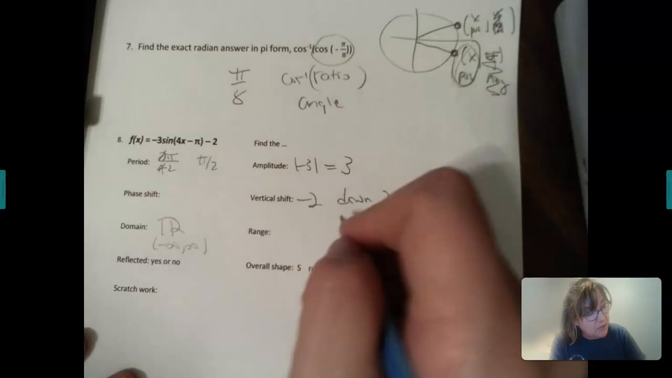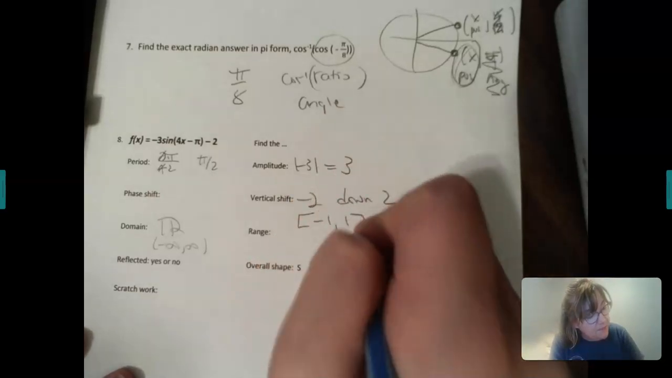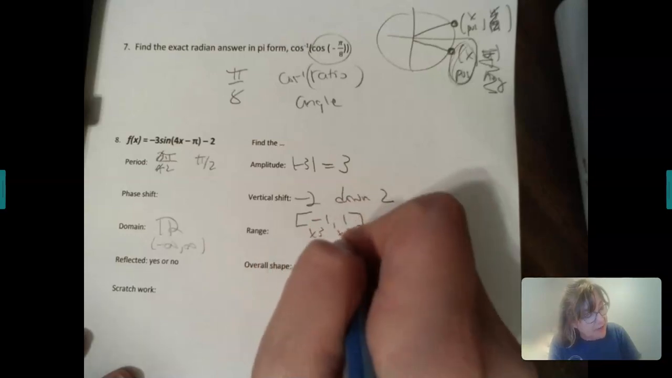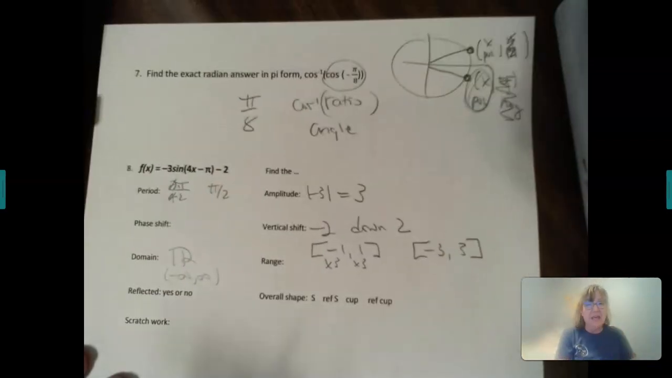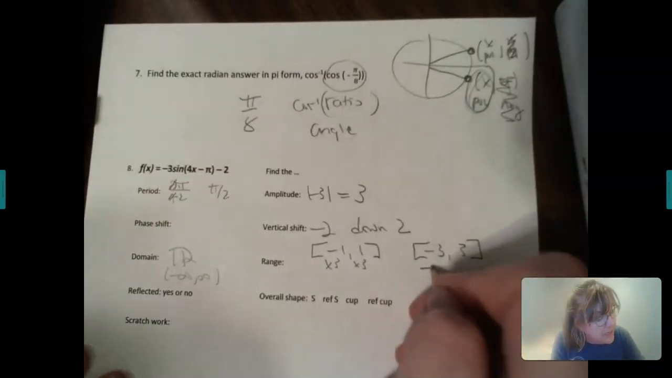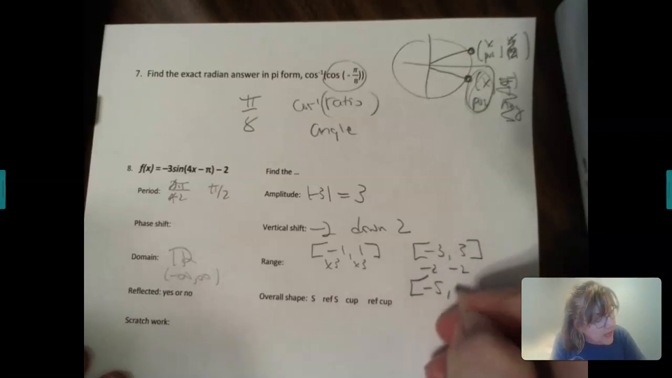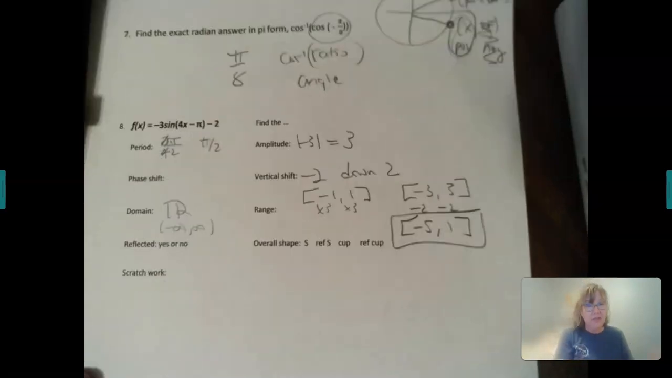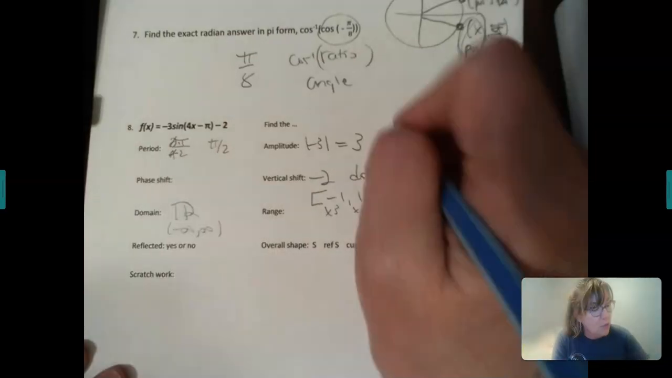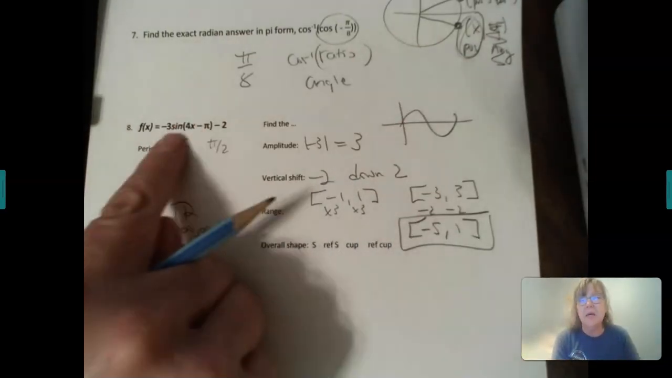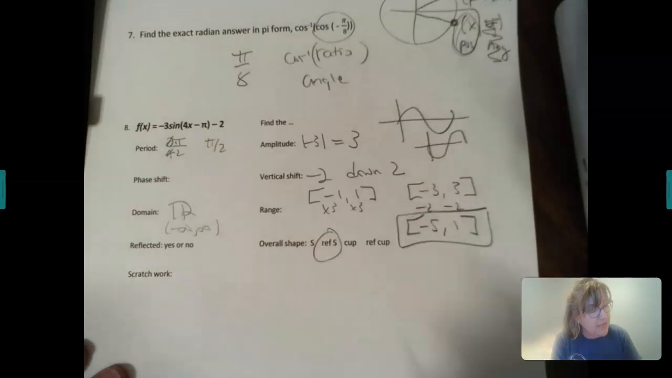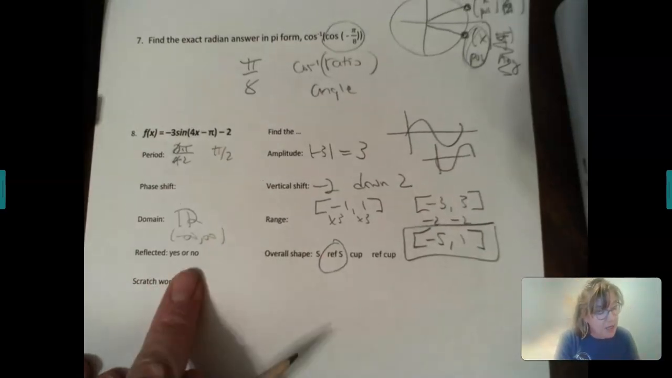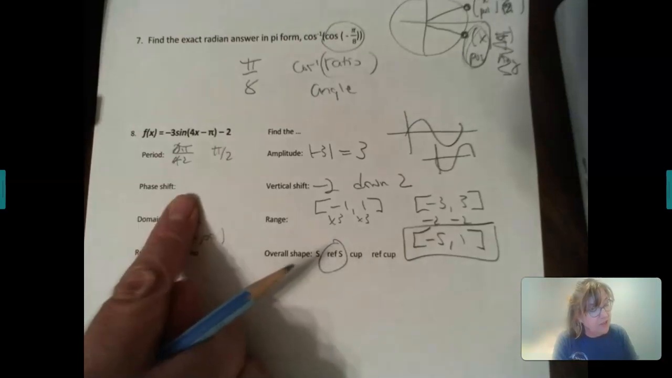The range, we might as well do that now. Normally it's -1 to 1, but you multiply by the amplitude, not the negative though. So I get what? -3 to 3. That's my stretch, okay? Then I do my vertical shift. This is all output, -2, -2. So I get -5, 1, okay? So that's going to be my low and my high. All right. Overall shape, sine normally would look like an S, like that, but it has a negative in front, so it's going to be reflected. So it's going to go like that. So it is a reflected S. All right. Is it reflected? Yes. Okay, let's get the phase shift and do that.